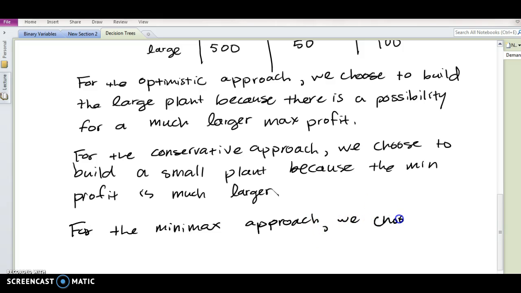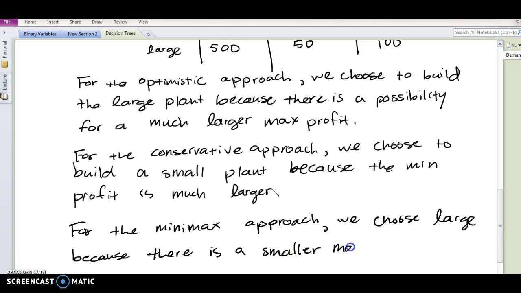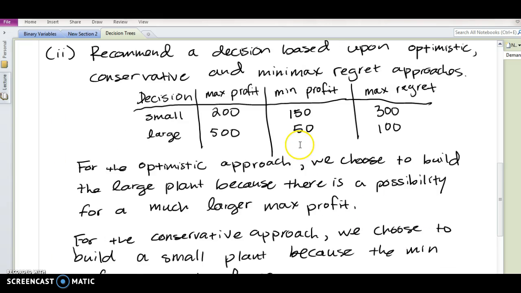because there is a smaller maximum regret, which is what you want. Regret is a bad thing. You're always trying to squeeze every dollar out of all the scenarios that you possibly can. So minimizing regret would be the most successful optimization approach based on our given decision tree.